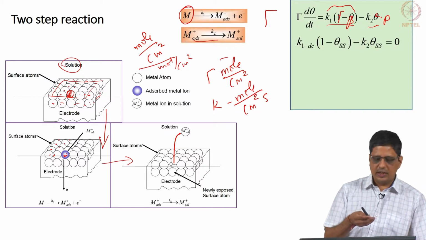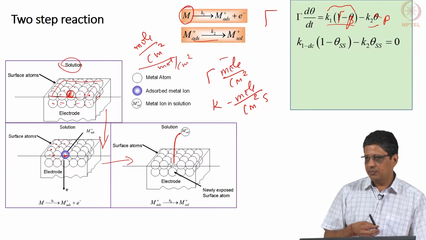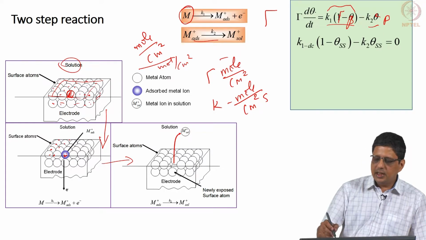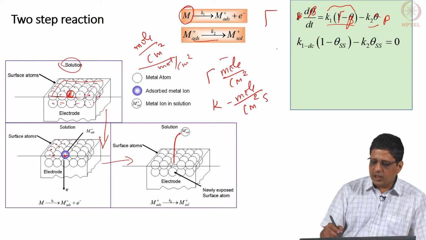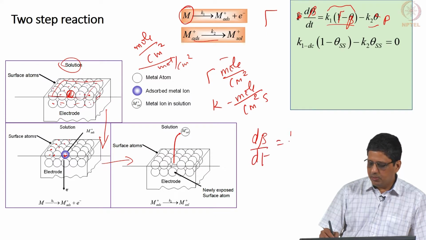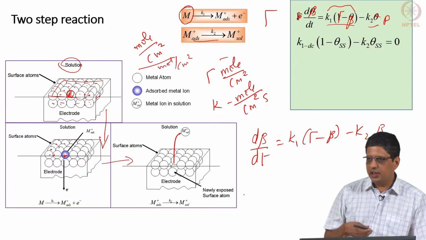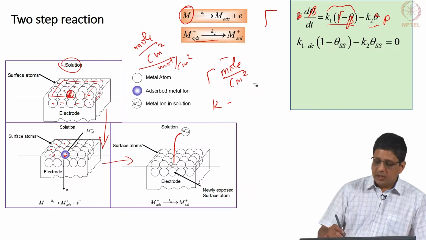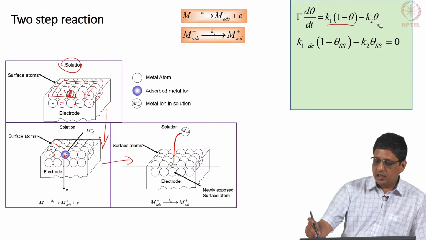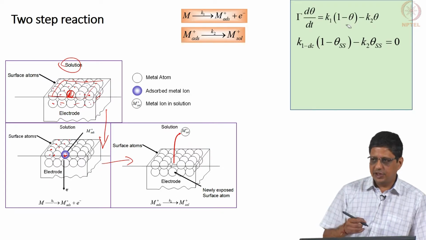When you read the literature, you have to see how they are defining those terms. Then here instead of d theta, it is going to be d beta by dt. So, instead of having gamma d theta by dt, I might write it as d beta by dt, it is going to be K1 (gamma minus beta) minus K2 beta. It is just a different notation, the way you define this. What we have written here, that equation, we call it as mass balance equation.